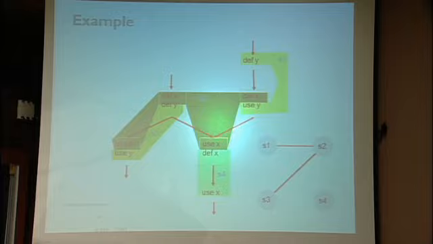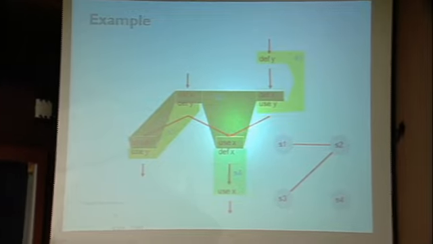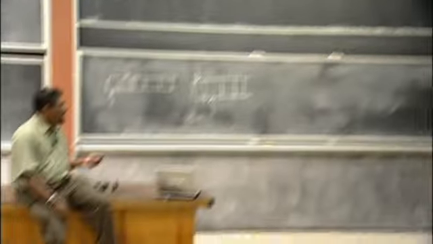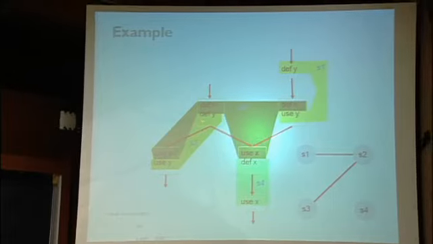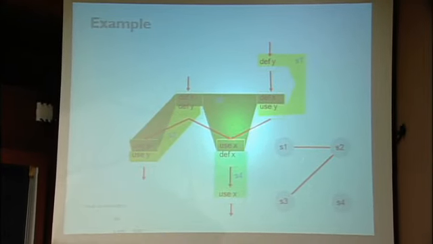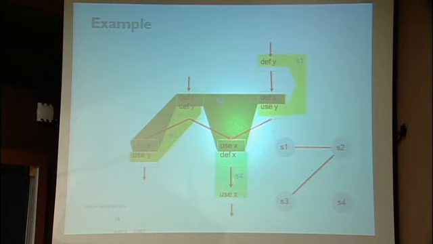Every time I say those two values need separate registers, I can't keep the same register. And of course S3 and S4, S3 is here, S4 can be in the same register. So there's no edge here. Or S1 and S4 can be in the same register, or S2 and S4 can be in the same register, because they are not live at the same time. They are live at different times of the program execution.